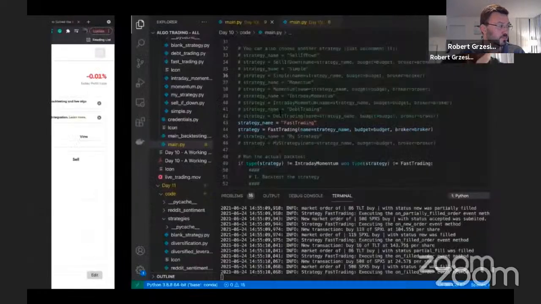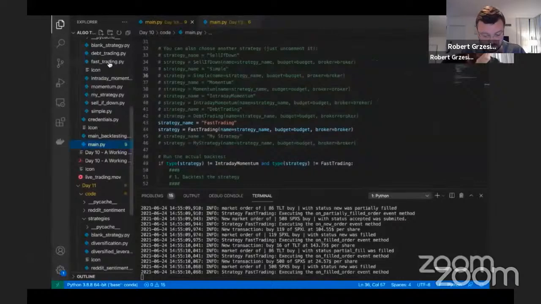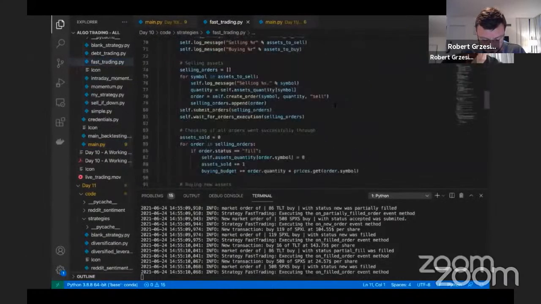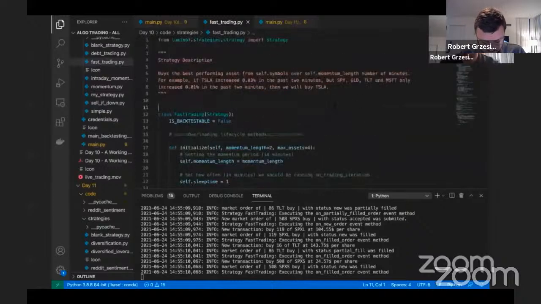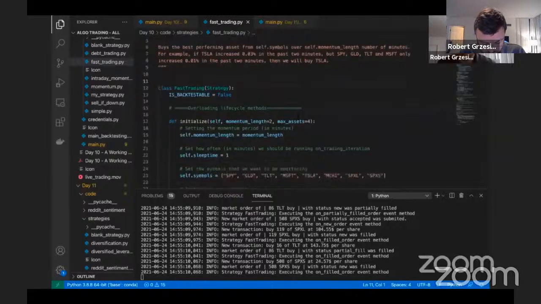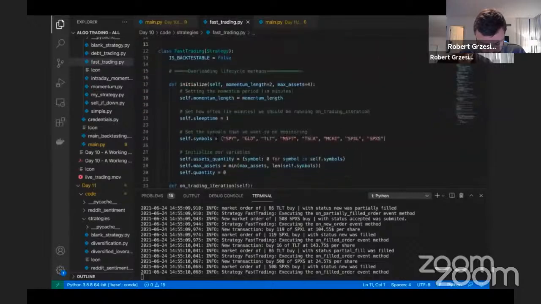Here is the code. The code is fairly straightforward. It's not that long, right? It looks like 160 lines of code, but a lot of it is boilerplate stuff, and a lot of it is just tracking things and whatnot. It's very easy for you guys to get something like this up and running. Essentially what it does is it looks at these symbols here, right? SPY, gold, TLT, Microsoft, Tesla, etc.